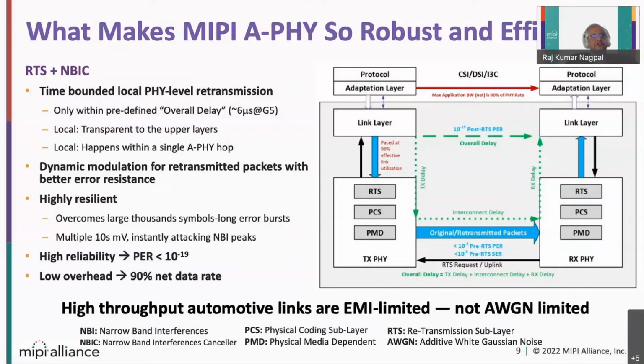Otherwise, this particular physical layer is very efficient in terms of overheads. It's 90% net data ready. So only 10% is the max overhead, which might be consumed in managing the RTS or NBIC, or really handling the traffic, handling the aggressor rejection. So you have got a very efficient implementation, and I must say, this is a very top level architecture.